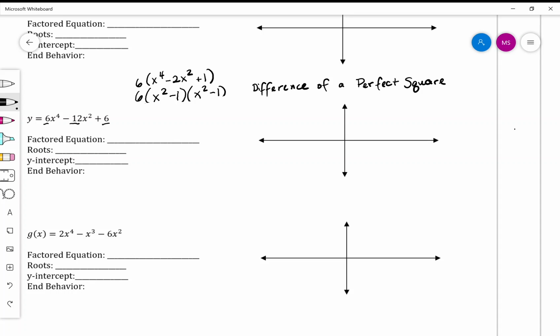Now, the difference of a perfect square is nice and easy because it's really just going to be x plus, x minus, all right? And the number that you're missing right here is going to be the square root of your perfect square. So in this case, the square root of 1 is 1. So we are going to get 6 times x plus 1, x minus 1. And we're going to do this twice because there's 2 of them. So x plus 1, x minus 1.